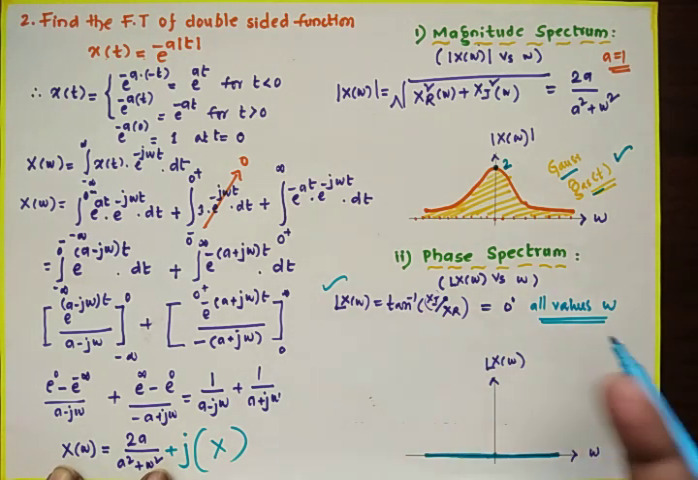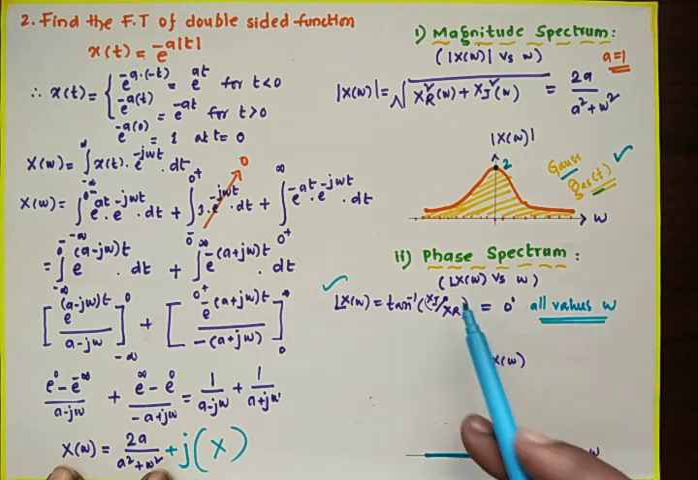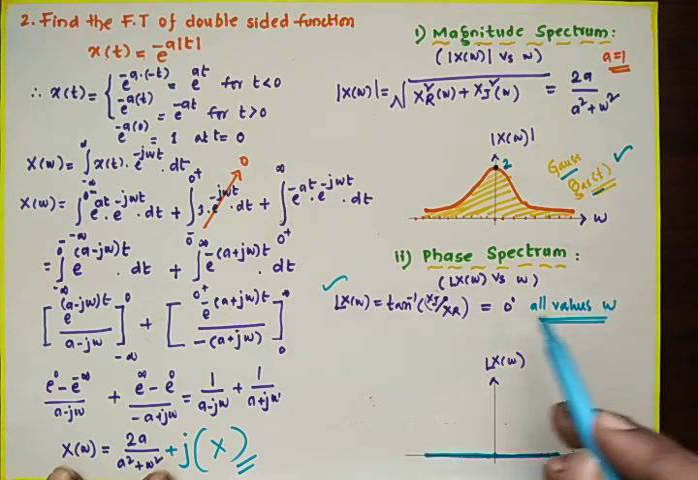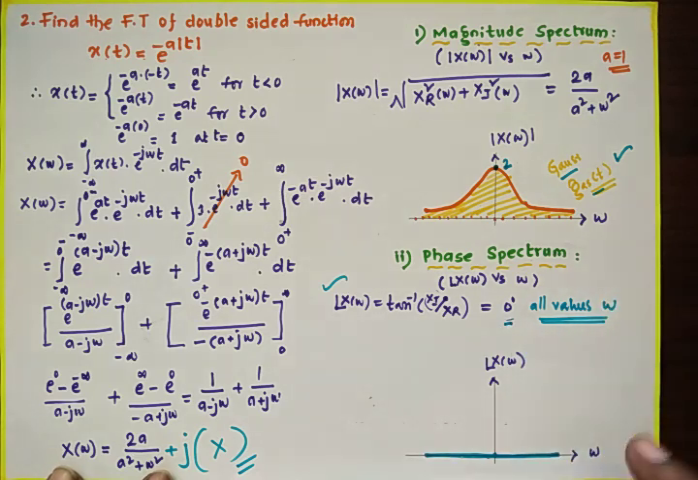Next is the phase spectrum. It is a plot between the angle of x of omega versus omega. The phase angle, angle of x of omega, is equal to tan inverse of the imaginary part by the real part. The imaginary part is 0, and 0 by anything will be 0, so the phase angle is 0 for all the values of omega. Like that, we can easily plot the magnitude spectrum and phase spectrum.